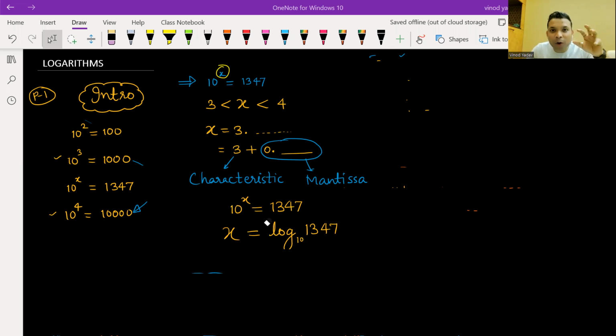So from that particular format, which was 10 raised to x is equal to 1347, which I will call as index form or power form or exponential form, I converted that form to this particular form, wherein you can see the log. So I'll call that as logarithmic form. All right. Or in short, log form. Yeah. So log of 1347, the answer will be 3 point something, where 3 is characteristic and the decimal part will be mantissa. All right. Okay. Comfortable till here? All right, cool.